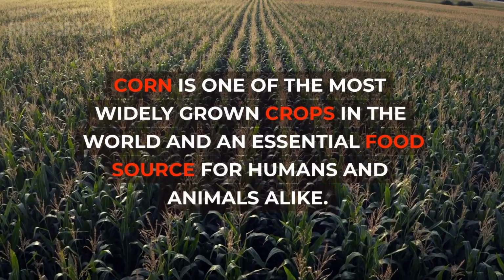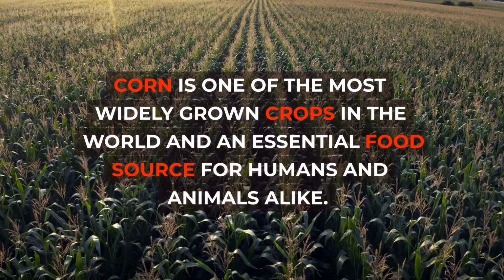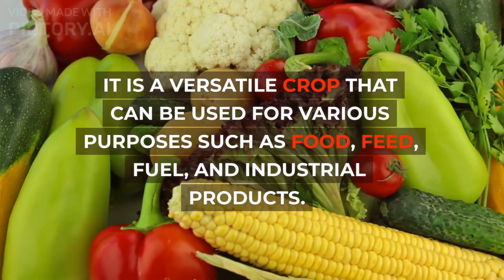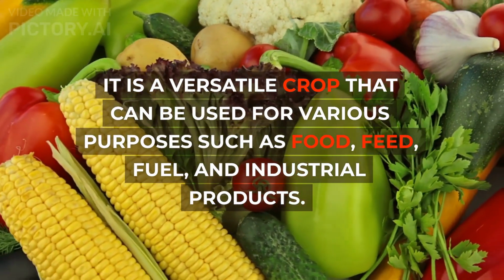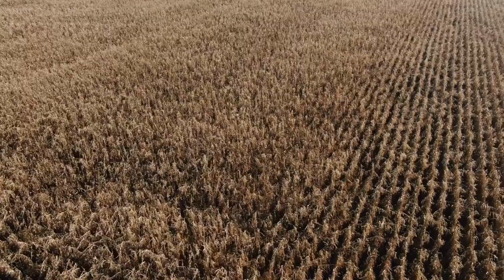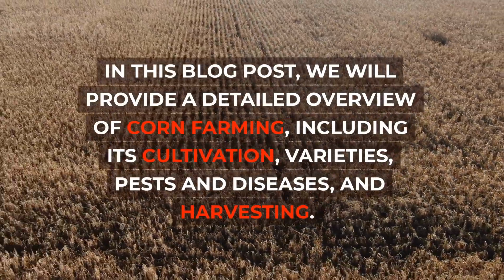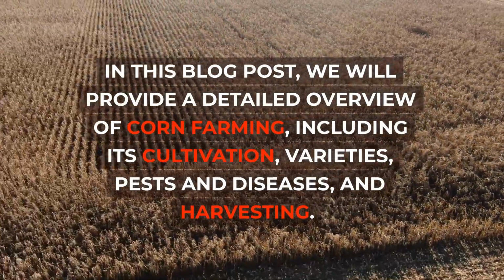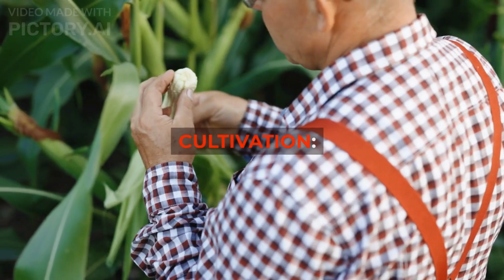Corn is one of the most widely grown crops in the world and an essential food source for humans and animals alike. It is a versatile crop that can be used for various purposes such as food, feed, fuel, and industrial products. In this blog post, we will provide a detailed overview of corn farming, including its cultivation, varieties, pests and diseases, and harvesting.